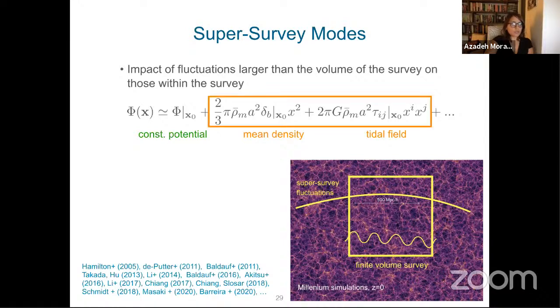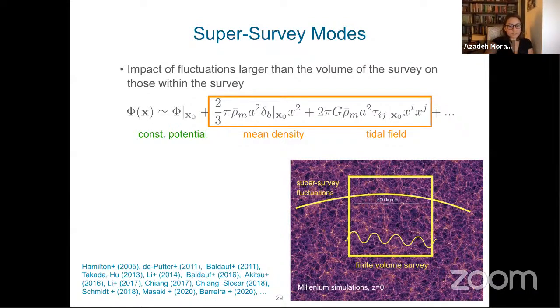Of course, you can ask how to parameterize this very long wavelength mode in a derivative expansion, basically. So let's say you have a survey centered at position x0. You can expand the gravitational potential in terms of a constant and second derivative terms.